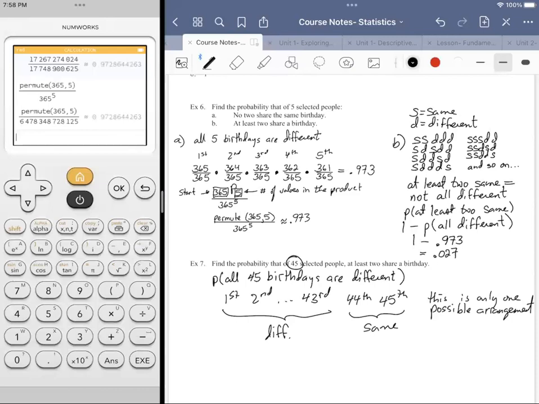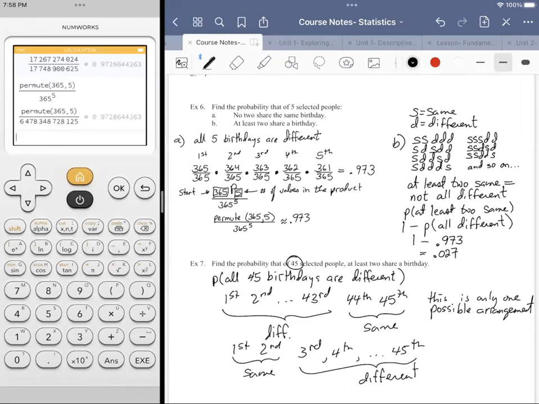We'd have to account for the fact that maybe the first person and the second person are the ones with the same birthday, and the 3rd through 45th are the ones that are different. And that's only the second possible arrangement, because maybe it's the second person and the third person have the same birthday, or the 41st and 42nd person. All of those different arrangements lead to different probabilities that add to the sum.